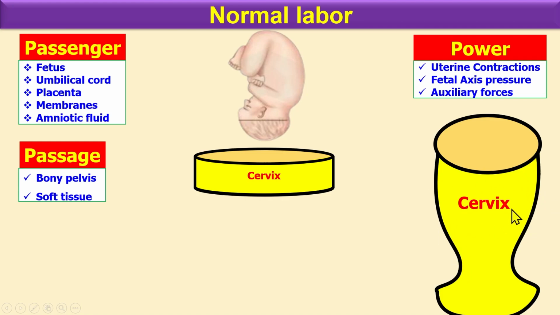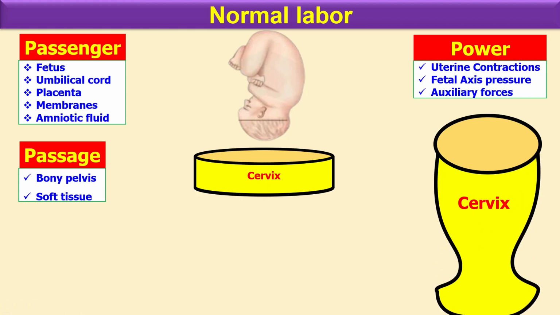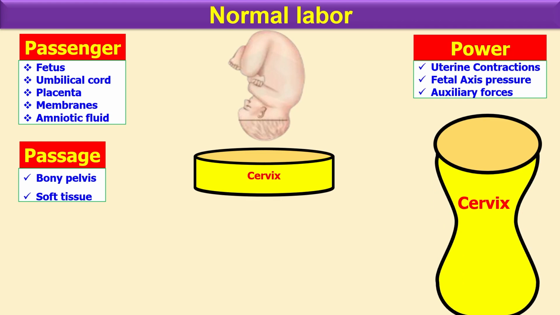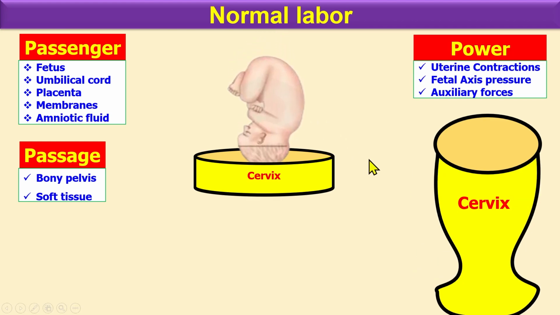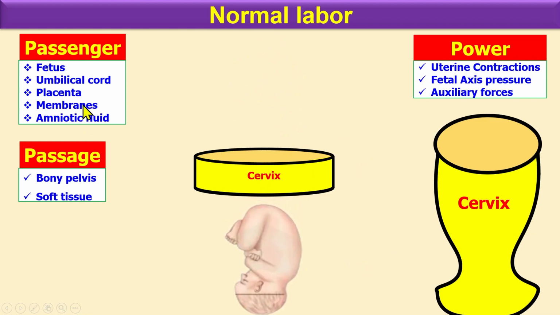This uterine contraction occurs in the upper segment. There is contraction and retraction, contraction and retraction, and this helps the baby come out of the birth canal. Now the baby is coming out of the birth canal. This is the passenger, this is the passage, and this is the power: uterine contraction, fetal axis pressure, and the auxiliary forces, meaning the bearing down power of the mother.